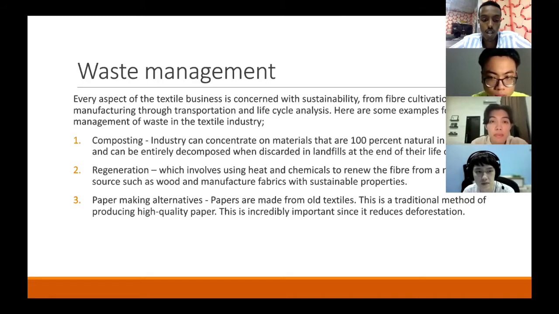And lastly, an alternative to paper making. Papers are manufactured from old fabrics. This is a time-honored technique for making high-quality paper. And this is very critical to help prevent deforestation.